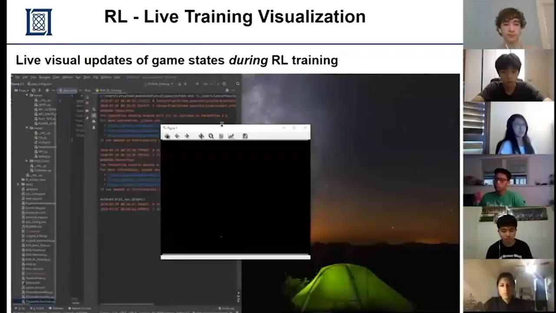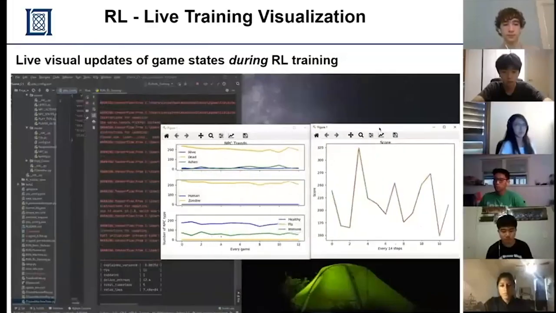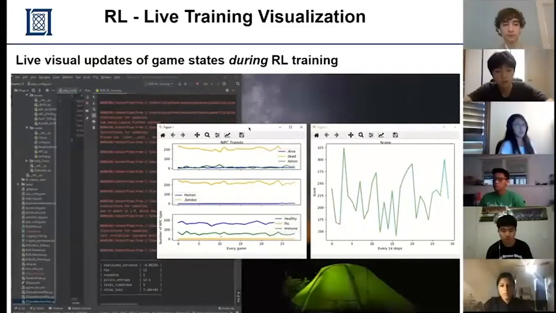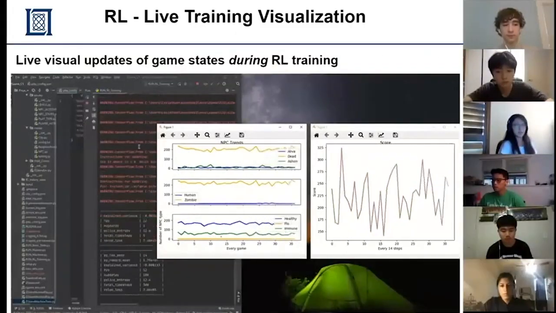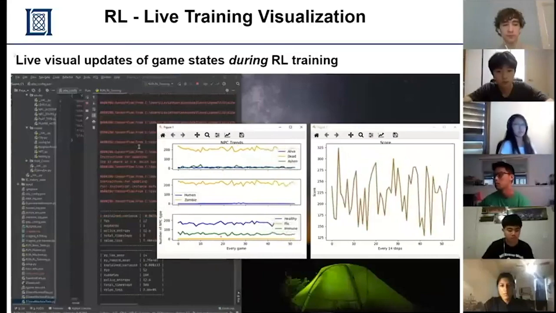There are two graphs, one for the types of NPCs in the game and one for the score update. The graphs are being updated every game that the agent runs through. So it doesn't look like it's making much progress at all. But let's take a look at the result.